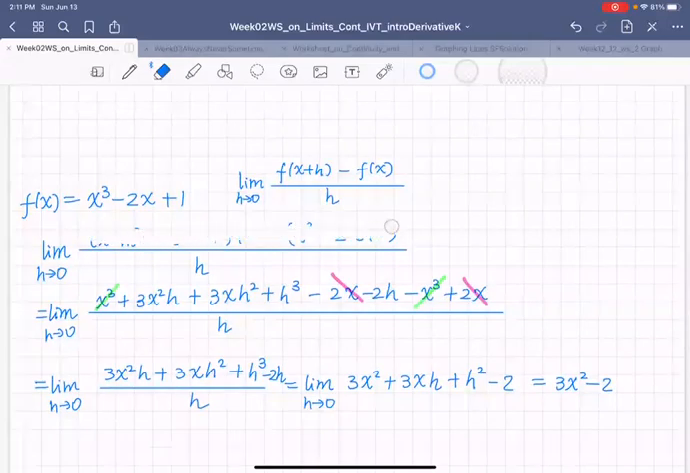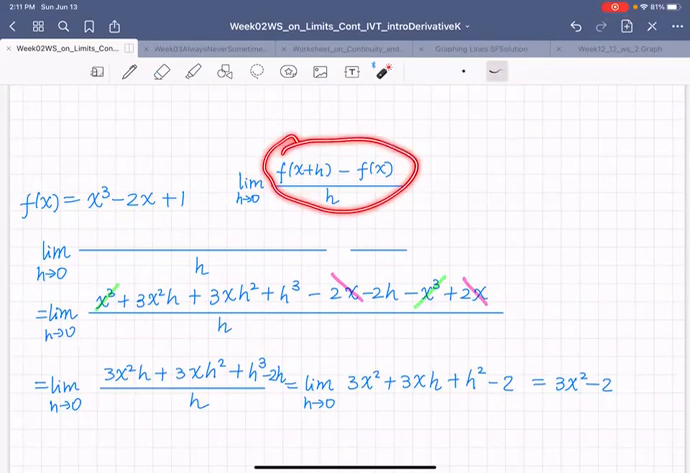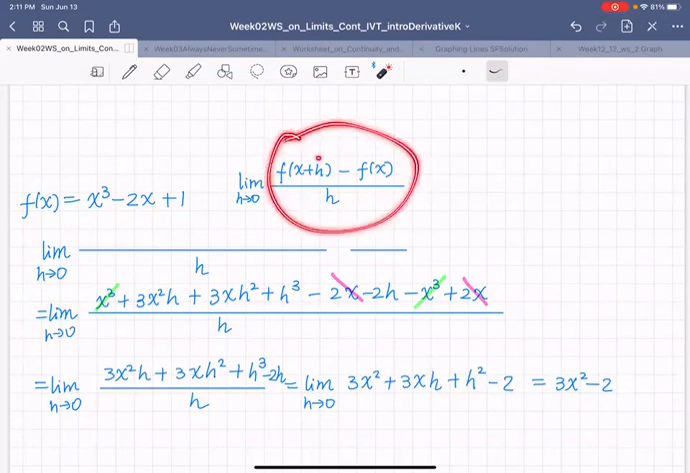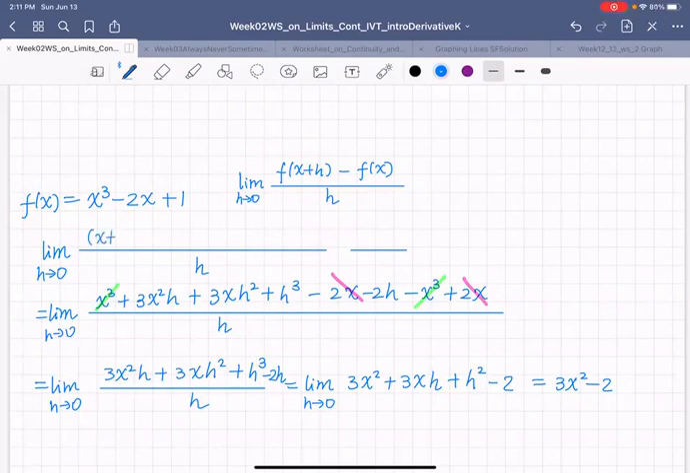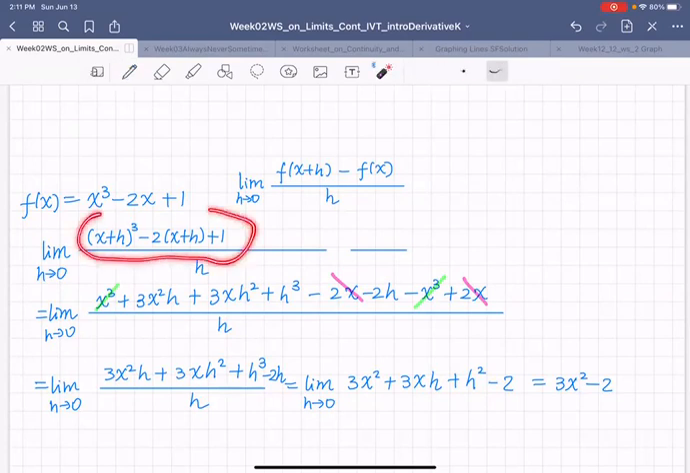Okay. Now let's try this way, okay? We use this definition. This is the definition of the derivative. So we want to start from this definition. f(x+h) is (x+h) cubed minus 2 times (x+h) plus 1. Olivia, you got it. Very good. Thank you. Smart girl. Let's do this together, Olivia. Since you already finished, go ahead, just read me your answers.